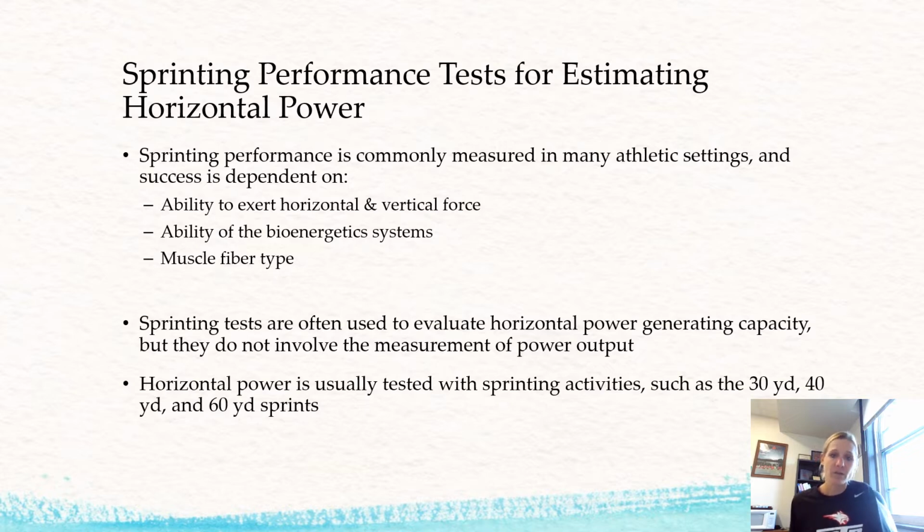Horizontal power is used when we test, like we said, sprinting activities. We could do a 30, 40, 60-yard sprint. Again, in this class, we did a 60-yard sprint, taking time at the 10, 40, 50, and 60 so that we can understand max velocity, acceleration, and deceleration. Again, from an athletic perspective, the 40-yard dash is a really common test that we would use to get a good feel for where this person is standing from a sprint perspective.